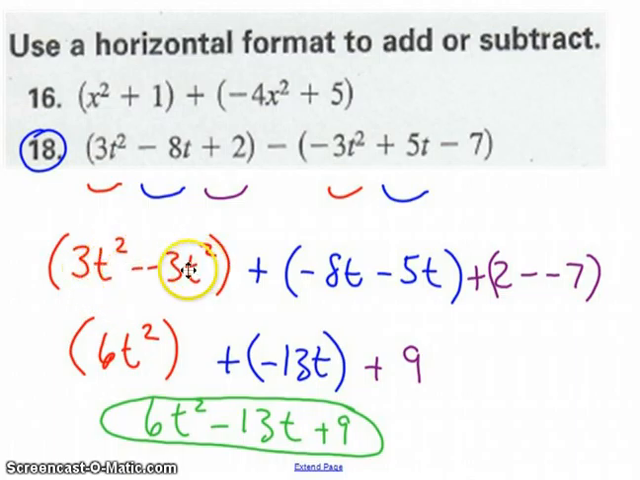3t squared minus 3t squared, that's really 3t squared plus 3t squared, or 6t squared. Negative 8t minus 5t is negative 13t, and 2 minus 7 is really 2 plus 7, or 9. So cleaning it up, that's my answer there in green. 6t squared minus 13t plus 9.